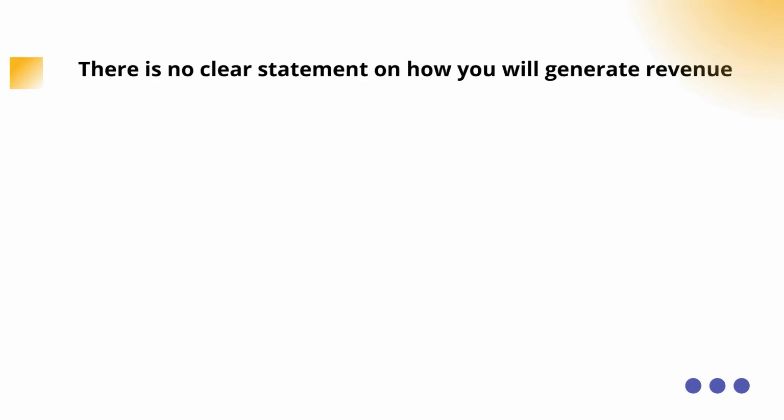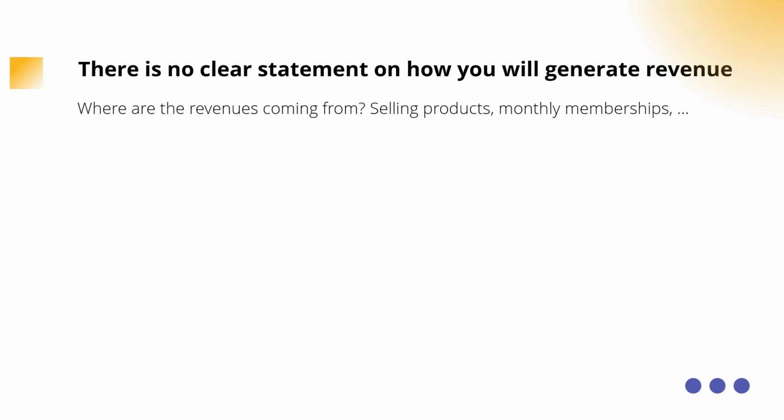The first one is there is no clear statement on how you will generate revenue. When I read business plans, I really love how the writer or the idea owner has talked about the plan, the idea, and all of us get so excited about the plans that we have and the vision that we have for the idea. But then we forget to talk about how we are going to make money. Is this from selling our products? Are we going to charge our customers a monthly membership? So it's really important to showcase how you are going to make money.